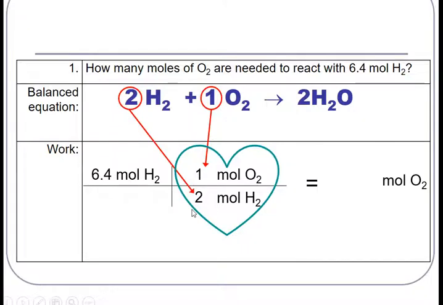So then now I just do the work. These here are unlimited sig figs. The 1 and the 2 are unlimited because those are coefficients. So I have 2 sig figs here. I need 2 sig figs at the end. 6.4 divided by 2 is 3.2 moles of O2.